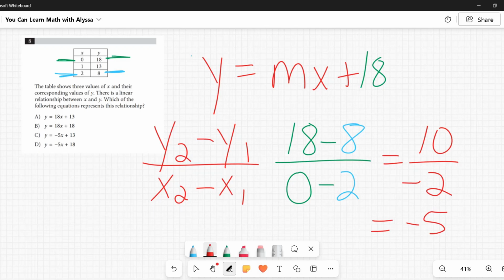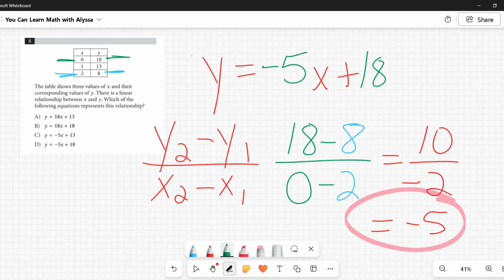No matter which points you do, and which point you decide to use as your first point and which one you decide to use as your second, you are always going to get negative 5. Always. I promise. So I can go up here and replace that slope, that m, with my real slope, negative 5. And I have an equation there: y equals negative 5x plus 18. And down there, D, you can see that's my option.